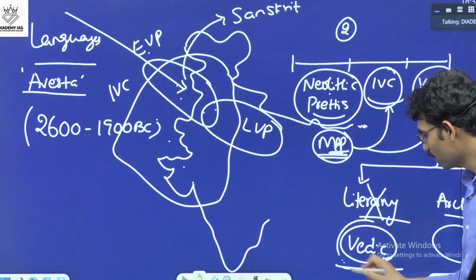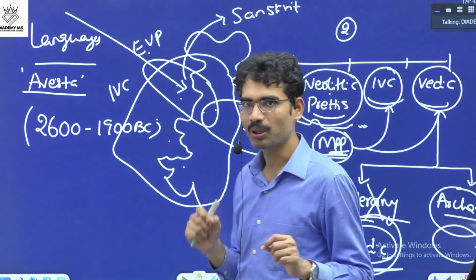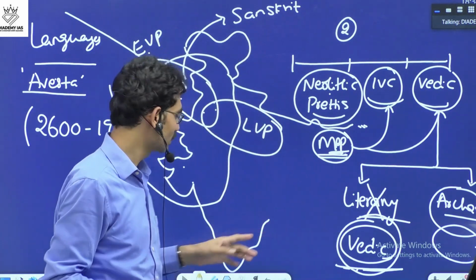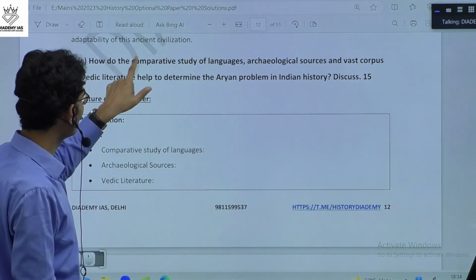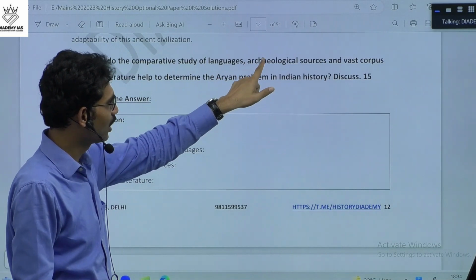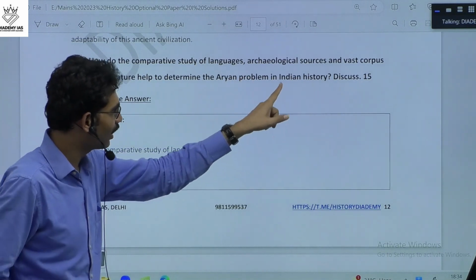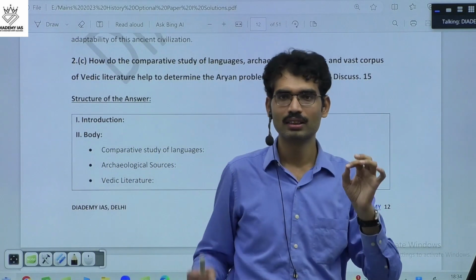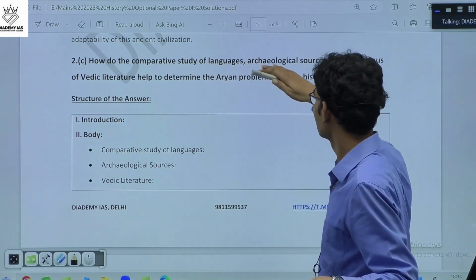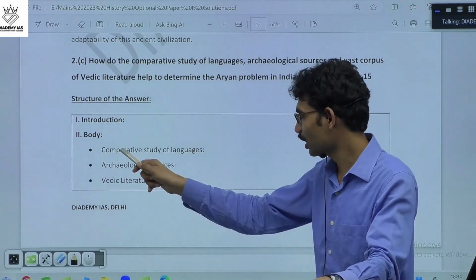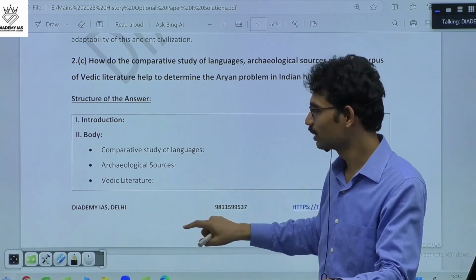The second one is the literature. The third one is archaeological evidence. The question is asking that based on all these things, we can have some idea about Vedic people, so Aryan people. How do the comparative study of languages, archaeological sources, and vast corpus of Vedic literature help to determine the Aryan problem in Indian history? Simply, you have to talk about what we know about Aryans from these different sources: the comparative study of languages, first part; archaeological sources, second part; and Vedic literature, third part.